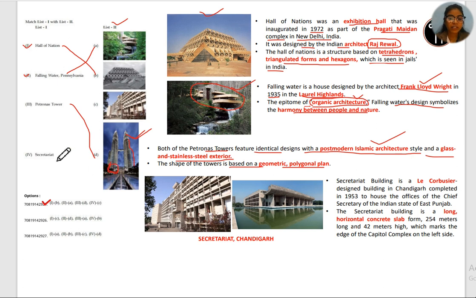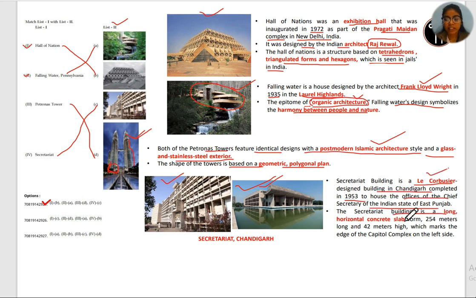The fourth option is the Secretariat. Its correct answer is option number C. Here is the picture of the Secretariat. This is in Chandigarh. The Secretariat building is a Le Corbusier design in Chandigarh, completed in the year 1953 to house the offices of the Chief Secretary of the Indian state of East Punjab. What you need to remember is the image of the Secretariat, that it is in Chandigarh, and that it was designed by the architect Le Corbusier.